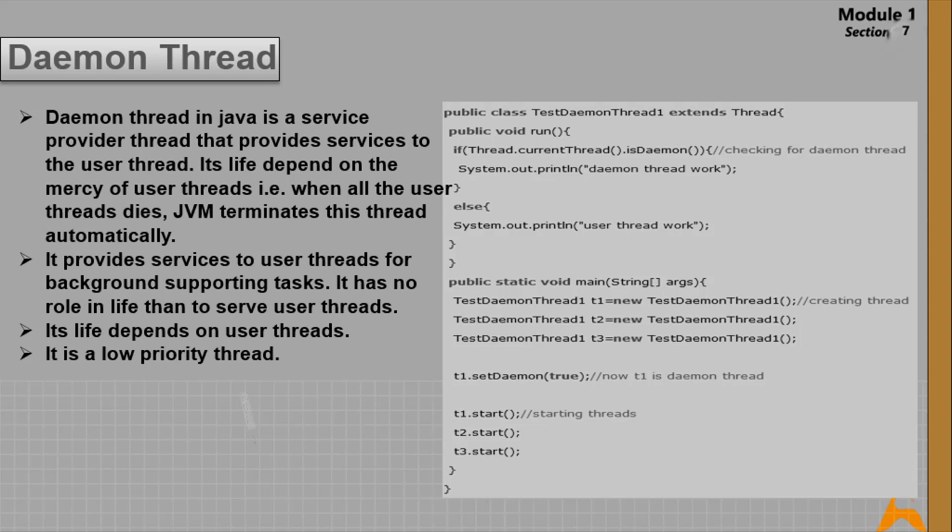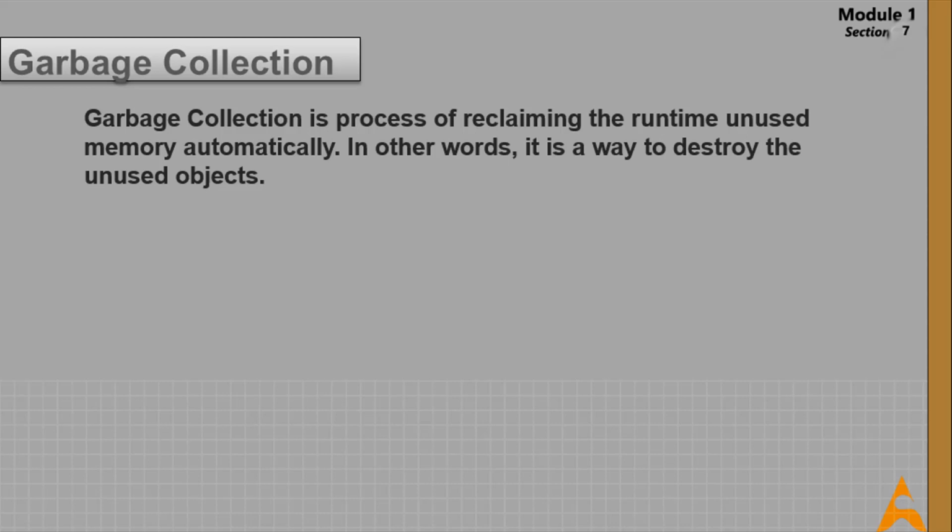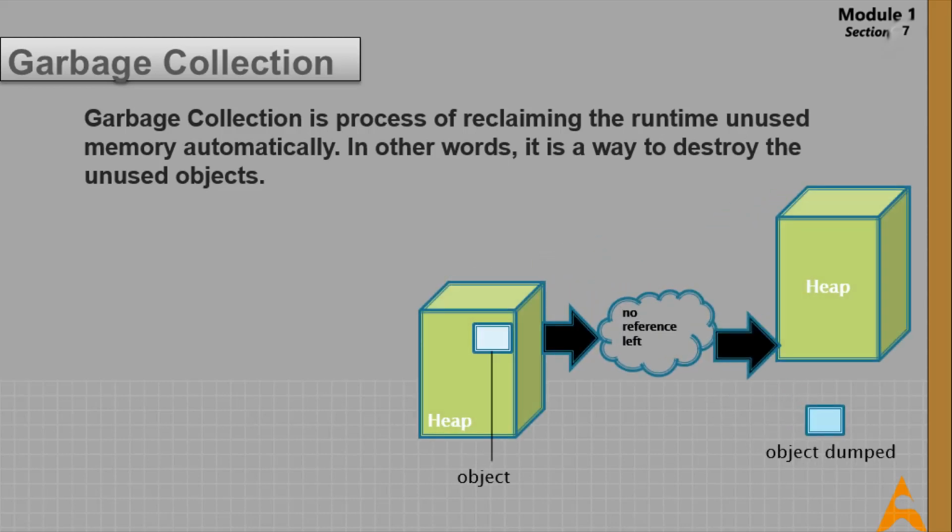Now let's talk about garbage collection in Java. Garbage collection is the process of reclaiming the runtime unused memory automatically. In other words, it is a way to destroy the unused objects. See the figure to understand garbage collection in Java. So what is the benefit of garbage collection? See the advantages of garbage collection.